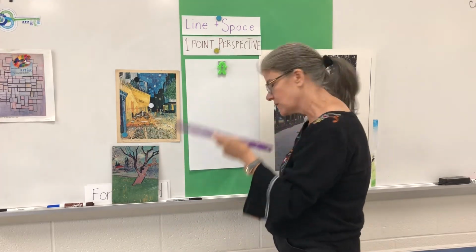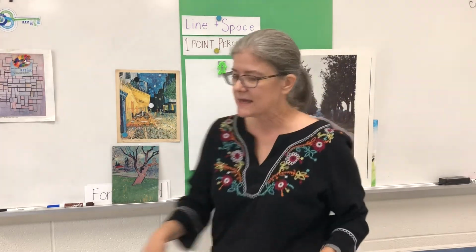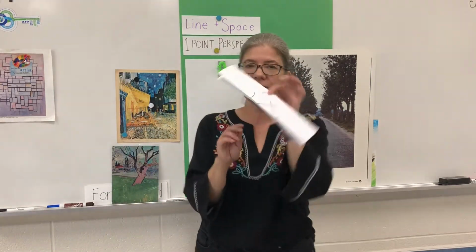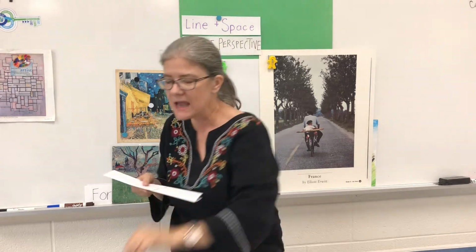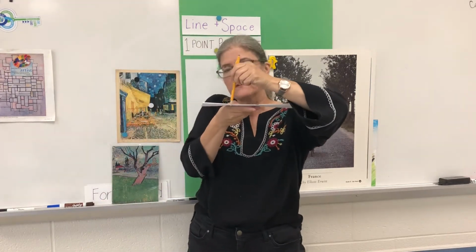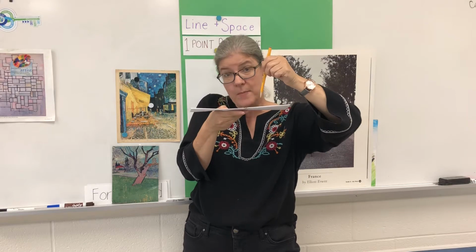But what if you don't have a ruler? You can take a scrap piece of paper and just fold it. You can fold it once or twice. If you fold it twice, it makes it a little thicker, and then it's easier to run the point of your pencil along the edge of that paper.